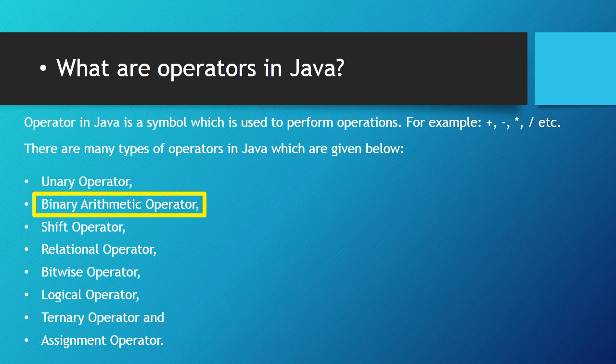There are many types of operators in Java, such as unary operator, arithmetic operator, which I am going to discuss today, shift operator, relational operator, bitwise operator, logical operator, ternary operator, and assignment operator.